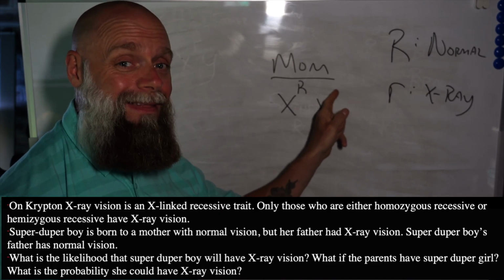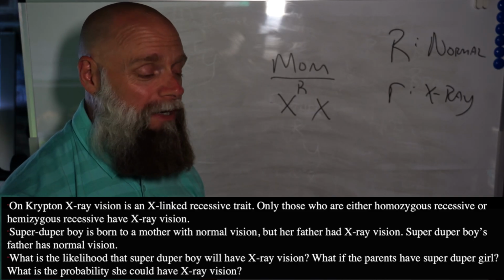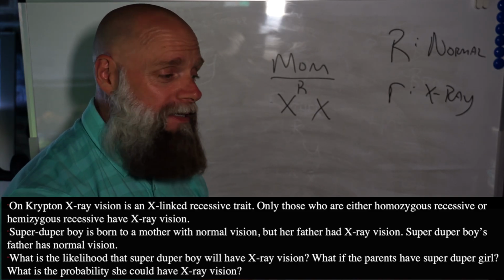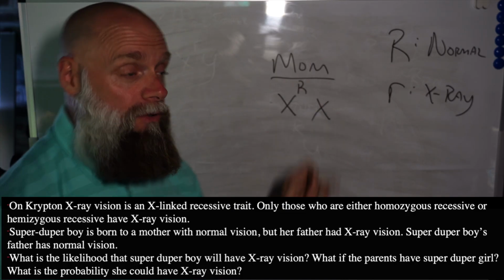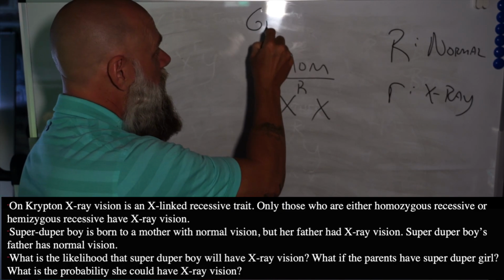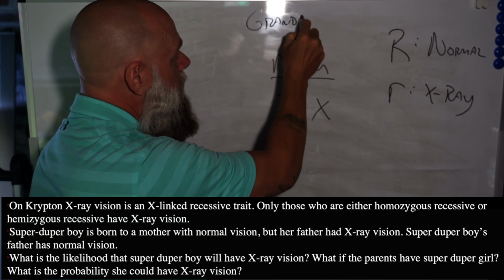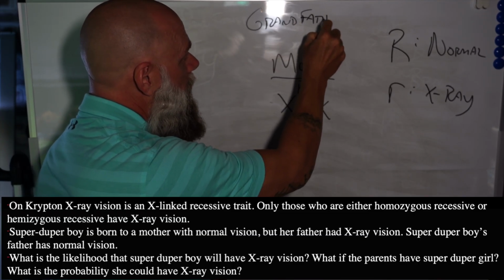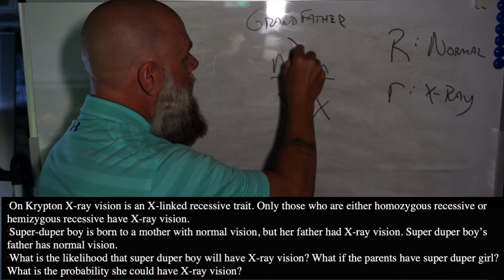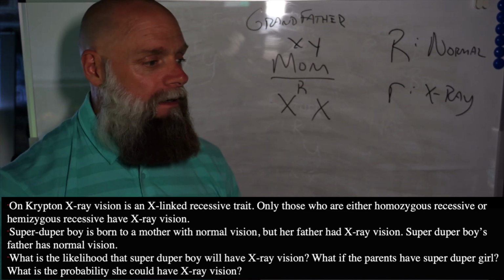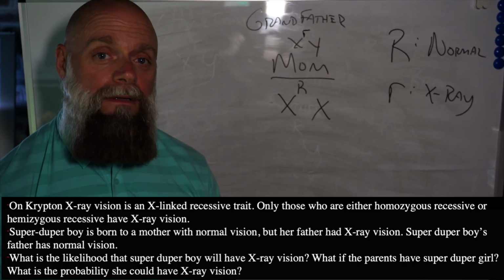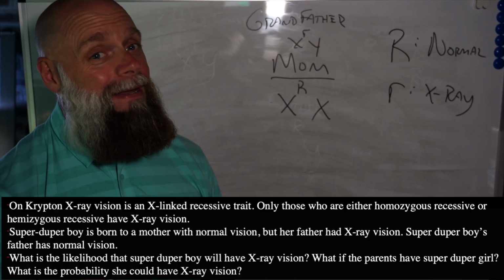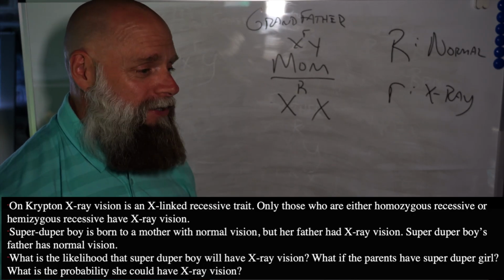We just don't know what the second X is, but we're going to figure it out because the next part says, but the mom's father, so grandfather, kind of working our way backwards here, and that'd be XY, had X-ray vision. So, little r. I'm going to show you why that matters in a second.